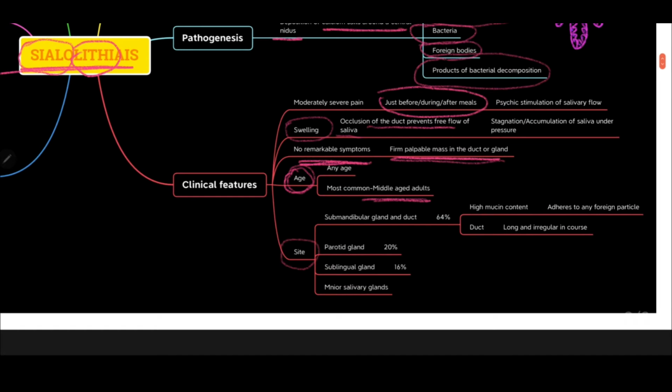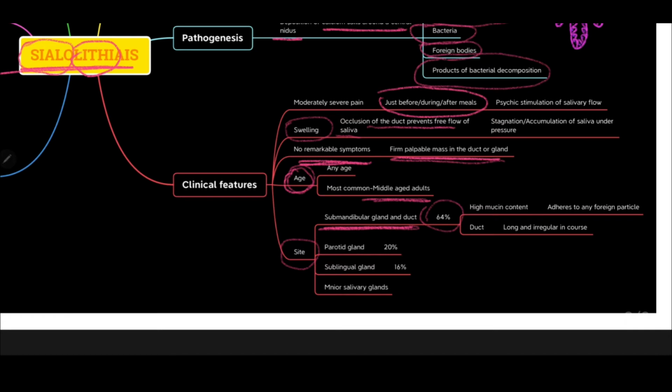And the most common site is the submandibular gland and the duct of the submandibular gland. So why is it that the submandibular gland is the most affected gland? Like 64% of the patients would have a submandibular gland or a submandibular gland duct sialolithiasis.